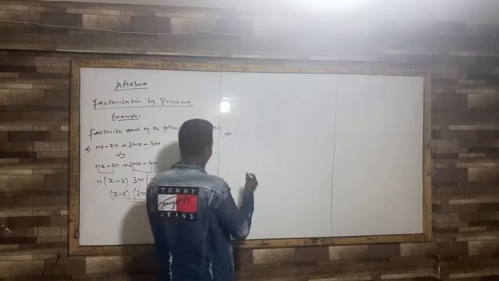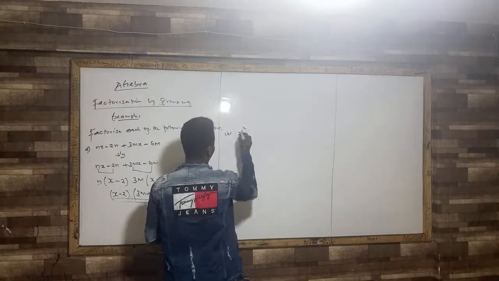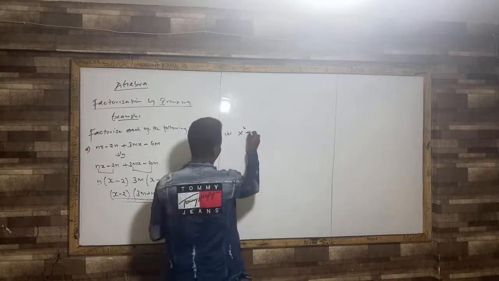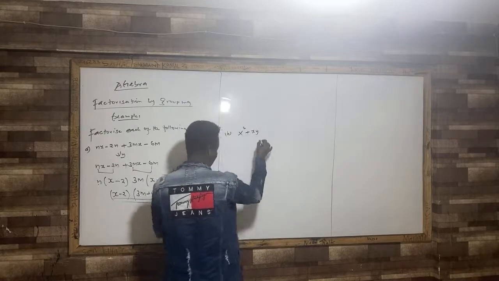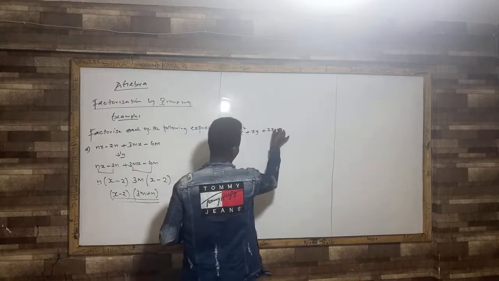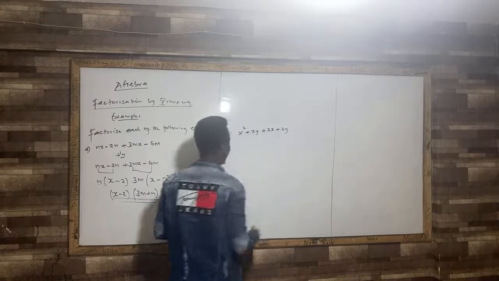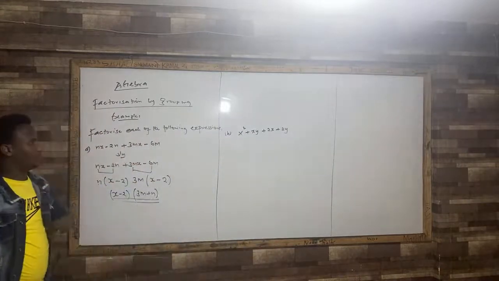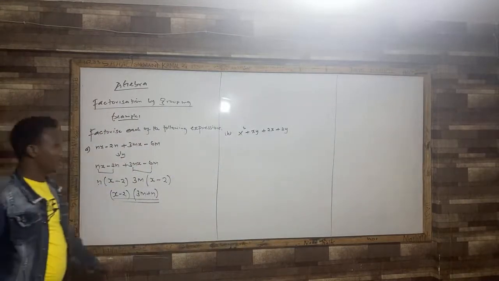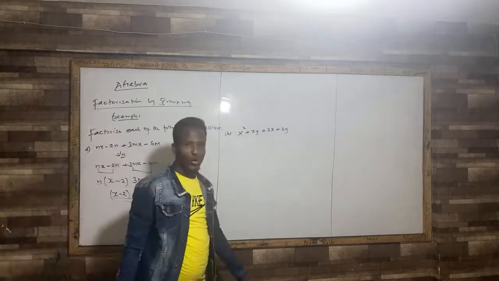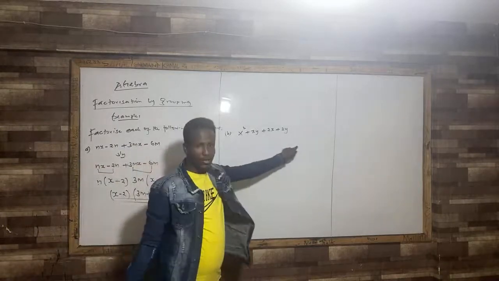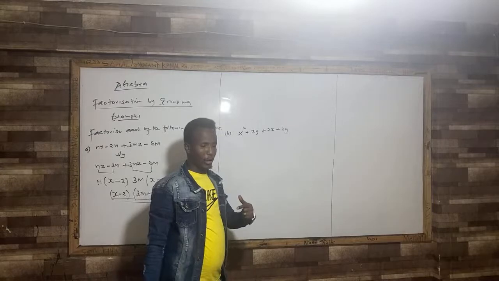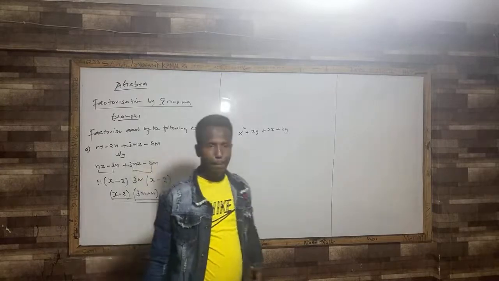Now, let's go for this one. We have x squared plus xy plus 2x plus 2y. Now let's see this one. We need to factorize this one, okay? What are we going to do again? Remember, we have 4 terms, okay? So we are going to use what you normally call factorization by grouping.